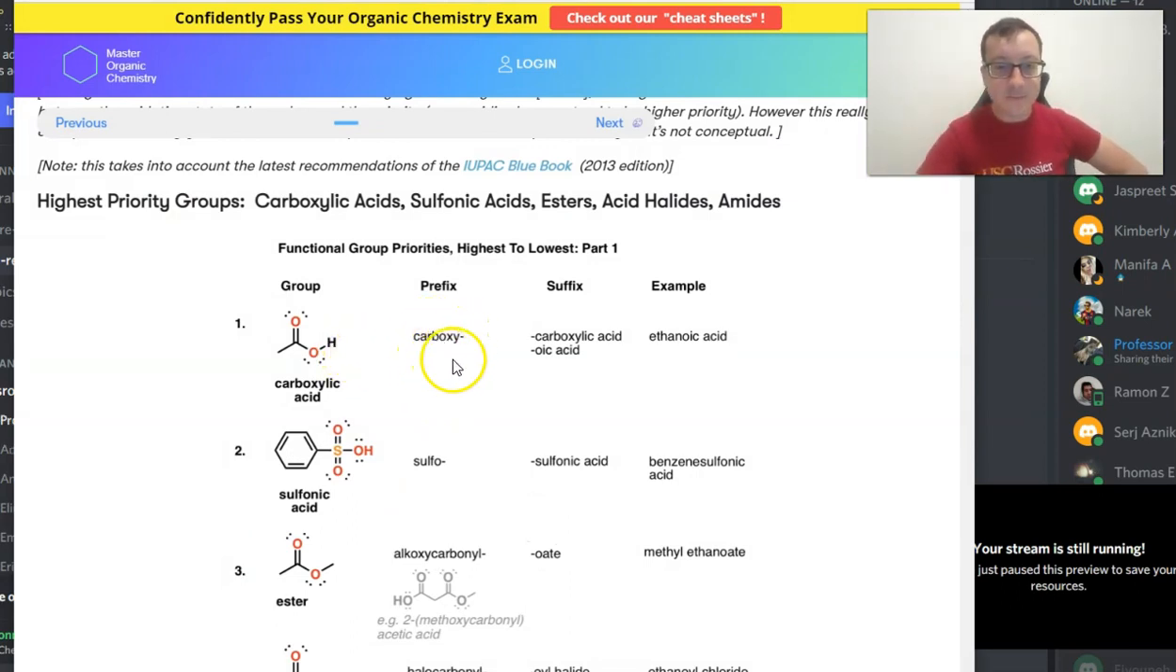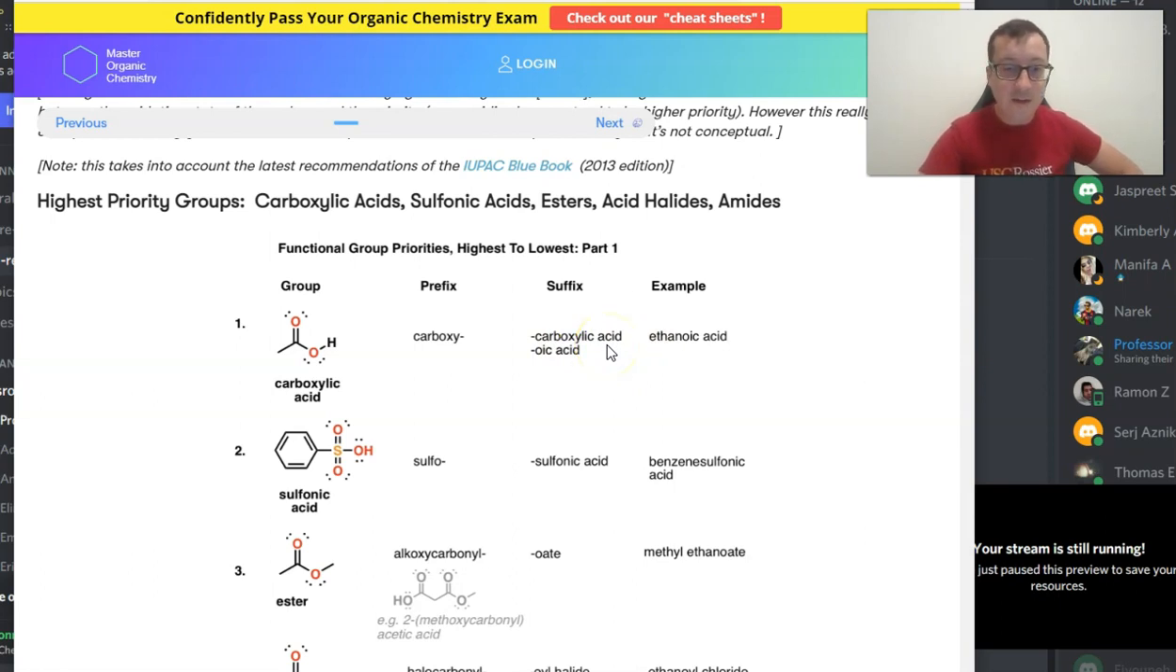So, carboxy. This is the prefix for carboxylic acid. It's not something that we're going to see very often. So, ethanoxy would be something you might see, or acetoxy. Not very common. The suffix name for it would be oic acid. If we have a cyclic alkane like cyclohexane, we would say cyclohexane carboxylic acid, which is a whole mouthful. A little bit less common that way, but that is technically the name.